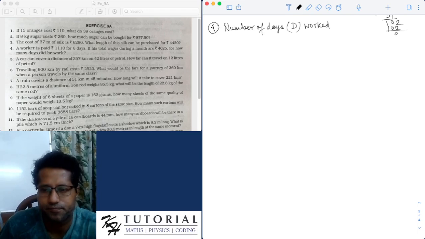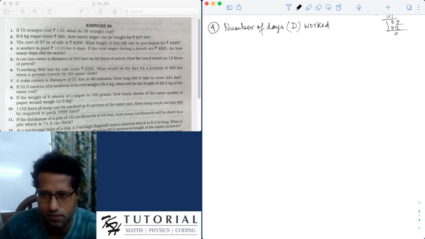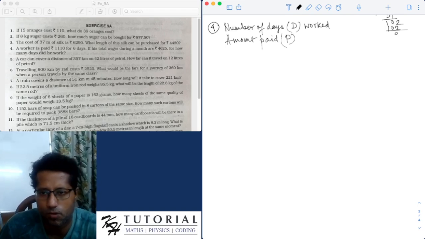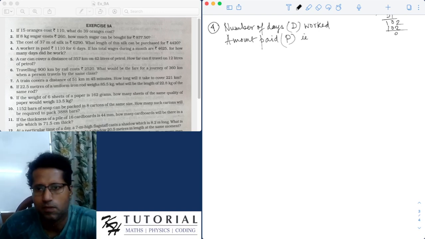and the two quantities here are number of days worked and amount paid, that is the wage. Amount paid, let's say P, amount paid, that is wages.